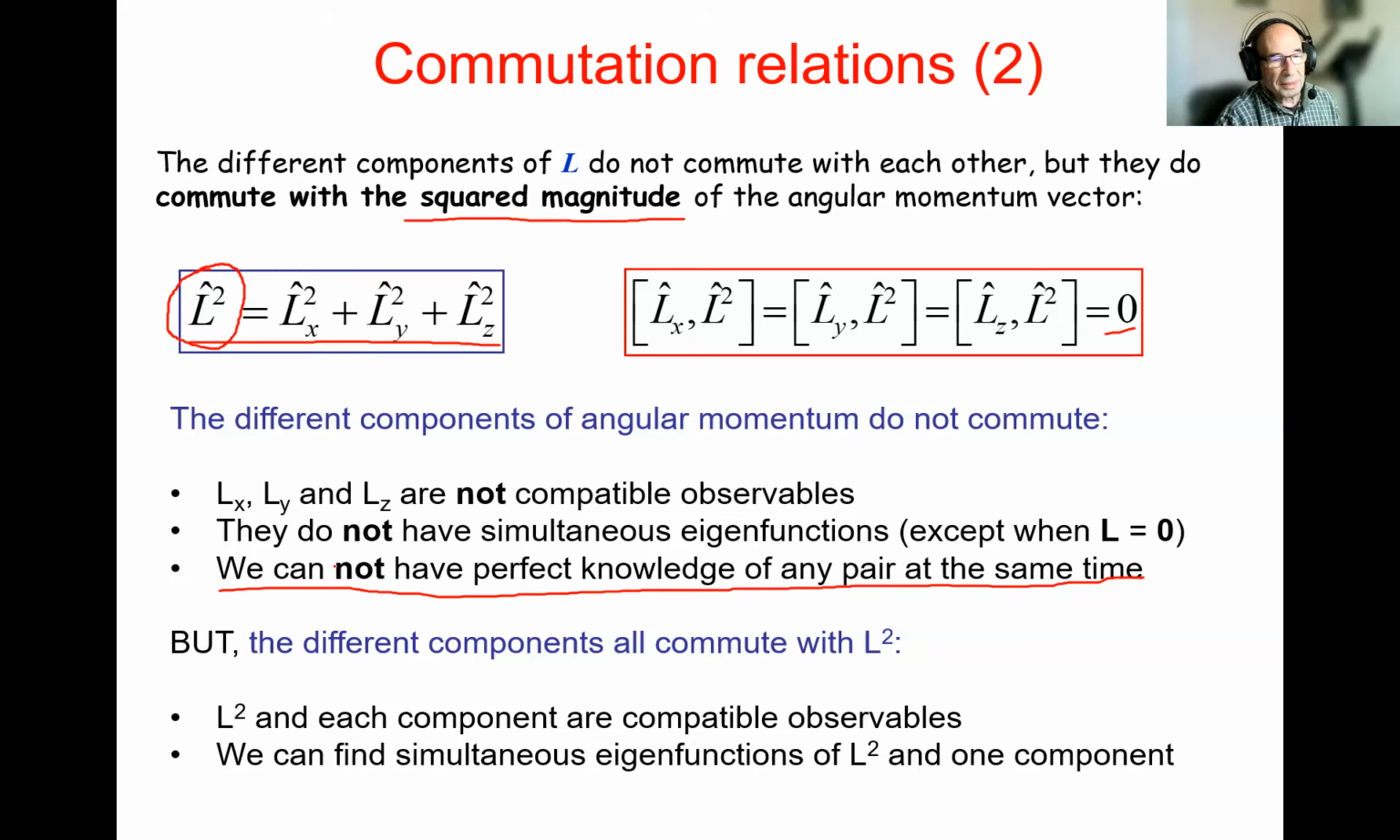But the different components all commute with L squared. So L squared and each component are compatible observables, and we can find simultaneous eigenfunctions of L squared and one component. So this is the mathematical representation of this physical statement, which we're going to use now.